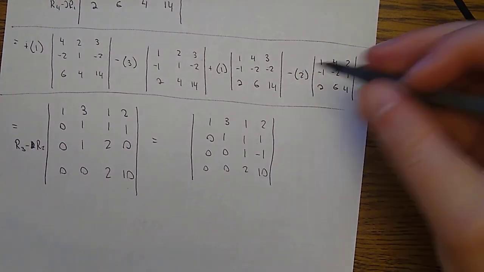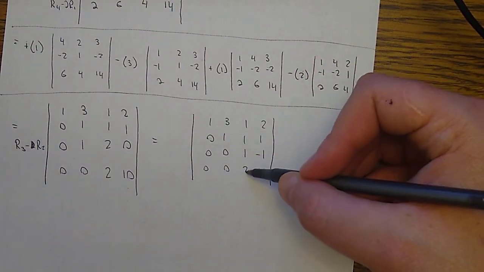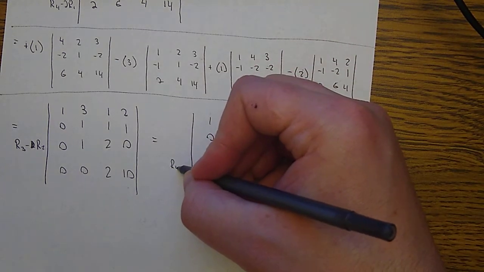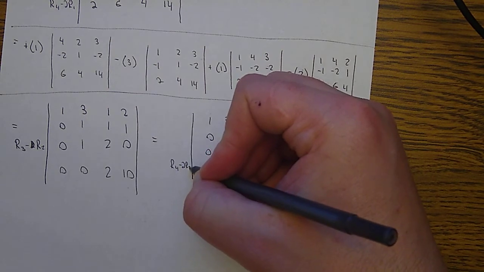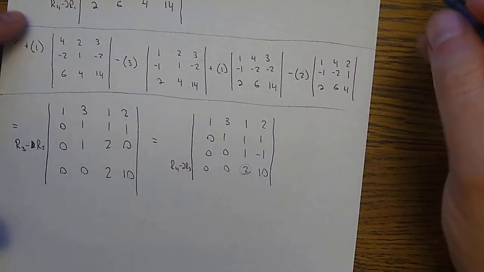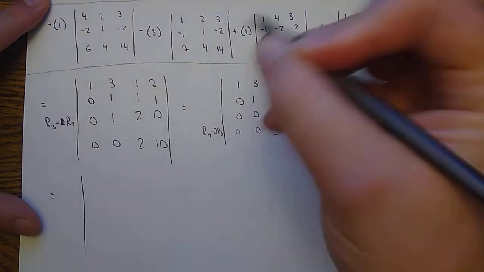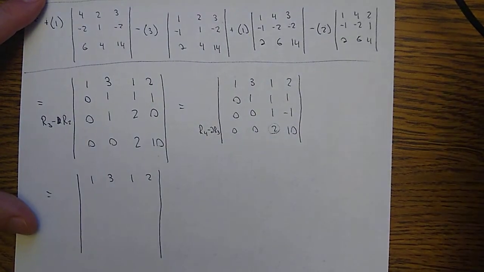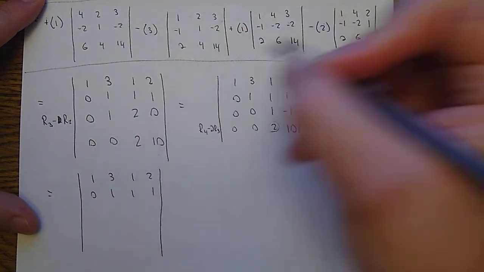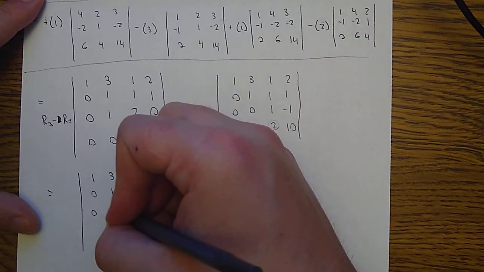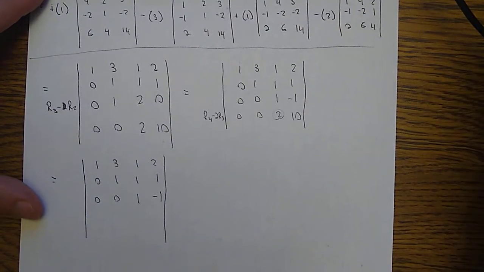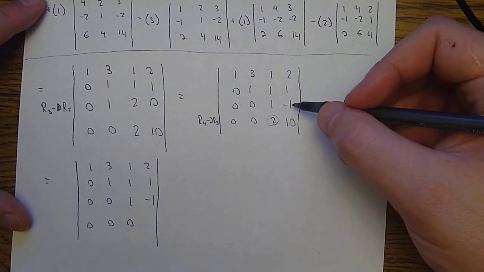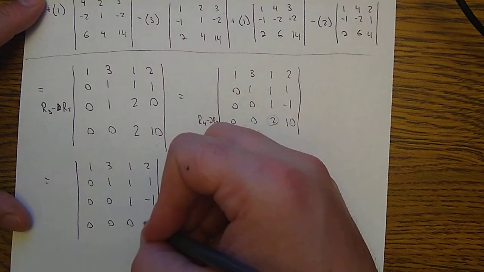And then I'm almost there. I'm almost at an upper triangular matrix. The only thing that's bothering me is this. So I can do row 4 minus 2 row 3 to get rid of that. So I'm like that, and then the last row is 0, 0, 0, 12.